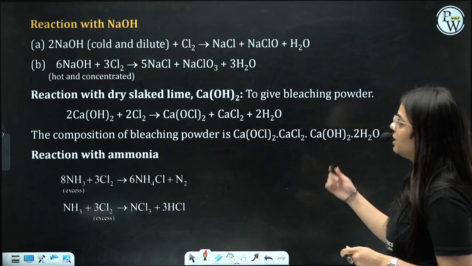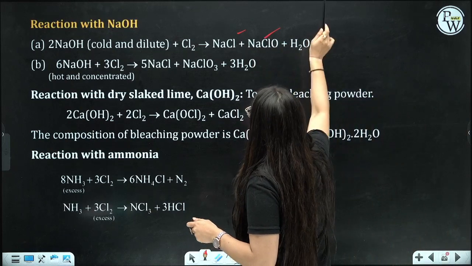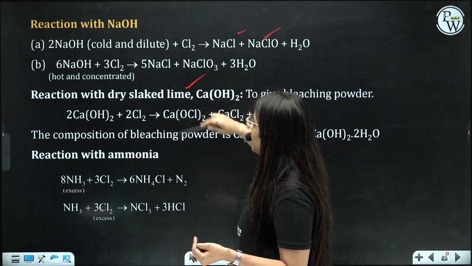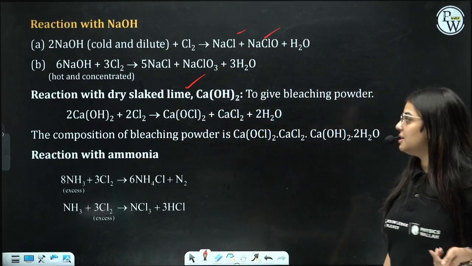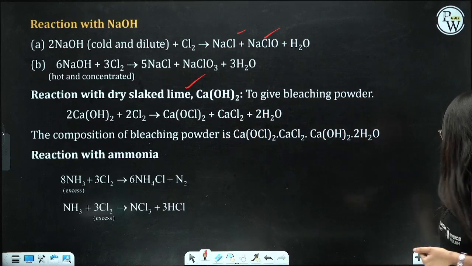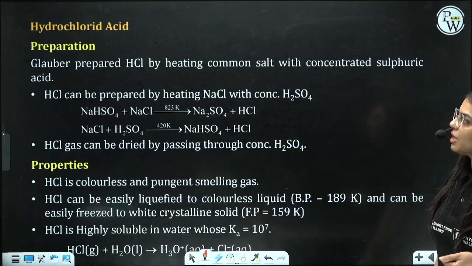Now reaction with NaOH, it can form NaCl and NaClO. This reaction was given on the previous page also. Similarly, with dry slaked lime, it can produce CaCl2 as a product, and the composition of bleaching powder is also given to you.